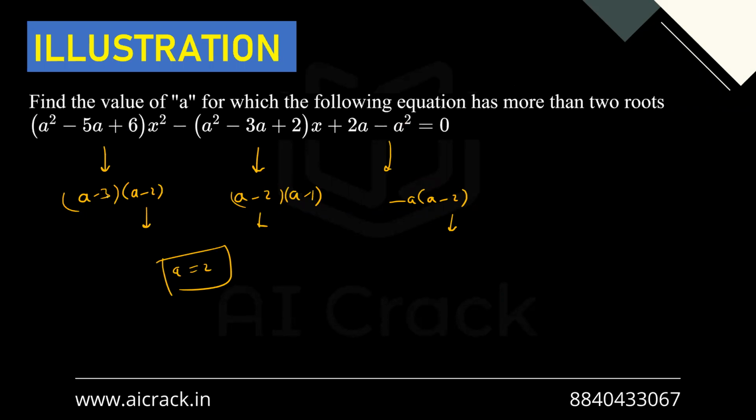If I plug in 3 over here, then only this coefficient will become 0. So that won't make it an identity, right? So to make it an identity, I have to take an a value that is satisfied by all three coefficients and the constant number. Okay. So these are the kind of questions you can get for this particular concept.